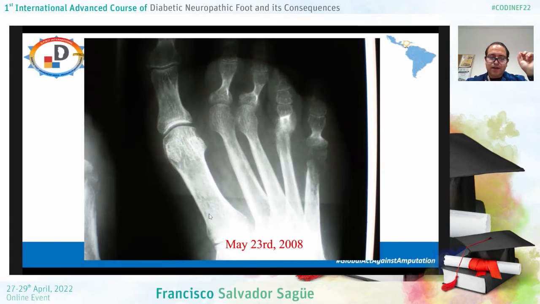Only 3 weeks later, bone destruction is observed, despite the fact that the ulcer has already healed. O sea, 3 semanas después de la radiografía anterior. Three weeks after the last X-ray, the bone has this affection. But can you present the next one, please? ¿Puedes presentar la siguiente?